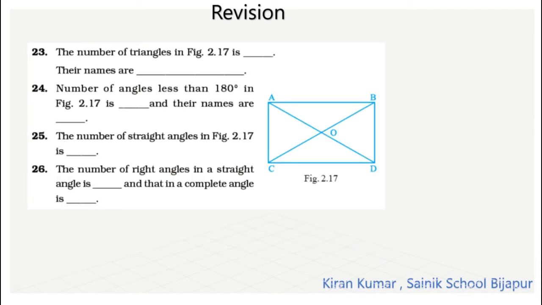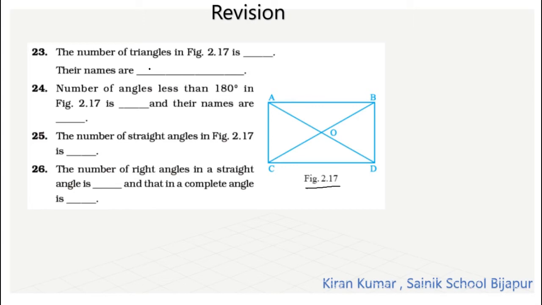Question number 23. The number of triangles in the figure 2.17 is dash. We need to identify the number of triangles, and we also are required to write their names. So it would be better if I write the names before writing the number of triangles. So I'll start.